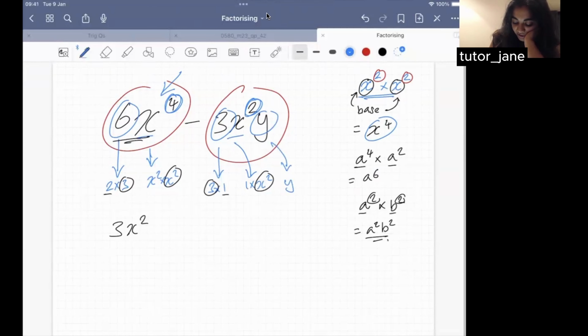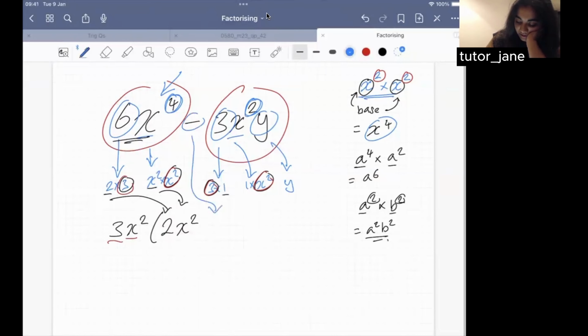So what have we taken out? We've taken out a 3, right? We've taken out, let me do this in red, a 3, right? We've taken out an x squared, cool. And that's all we've taken out. So now we're going to open the brackets and put in what's left. So here we've got a 2. So that's going to go on this side, and we have an x squared that's left behind as well, 2x squared. There is a minus sign, so I'm going to put that in.